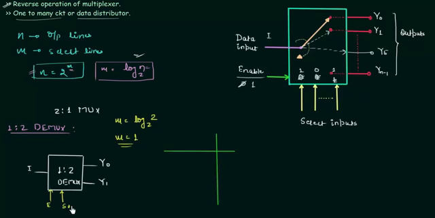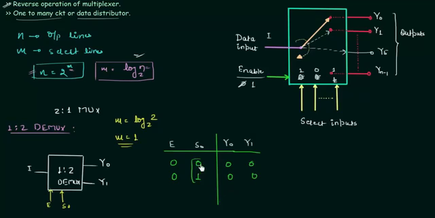E and S0 will decide the two outputs Y0, Y1. So we have E, S0, Y0, Y1. When E is 0 and S is 0, the outputs are going to be 0, 0 because the demux is not operational and we will have both the outputs equal to 0. In the same way, when E is 0, S is 1, then also both the outputs are equal to 0.